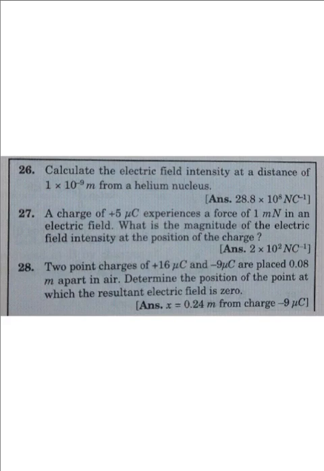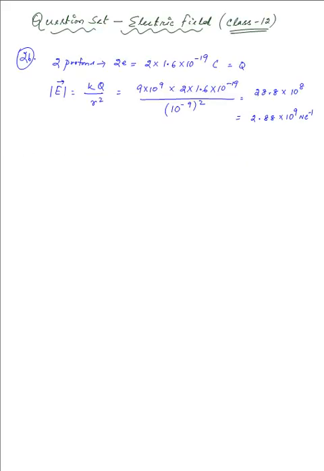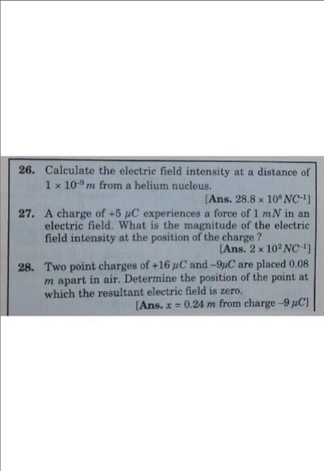Now, as far as the second question is concerned, we have the 27th one, which is: a 5 microcoulomb charge experiences a certain force of 1 millinewton in an electric field. So what is the magnitude of the electric field intensity at the position of the charge? So we know the relation. The data that we have at hand is the charge being 5 microcoulomb and the force being 1 millinewton. So for the 27th bit, we have force to be 1 millinewton, and then the charge being equal to 5 microcoulomb.